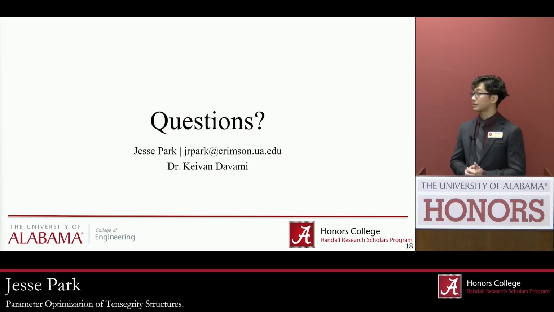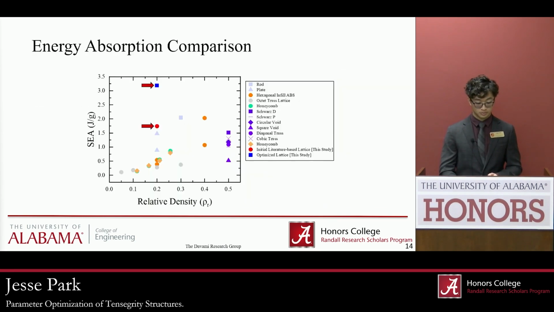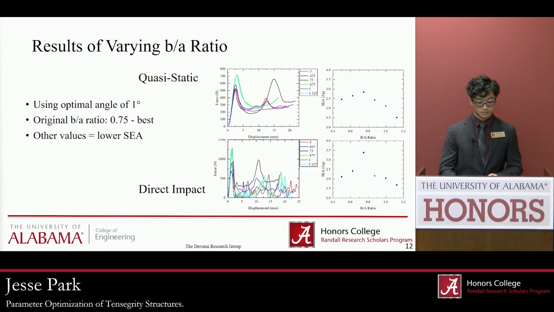Are there any questions? You mentioned that one of your findings is this 0.75 for the B to A ratio. I think you probably determined that experimentally. I'm wondering, do you have any intuition why that number? Is there anything you can think of to explain how that came about?